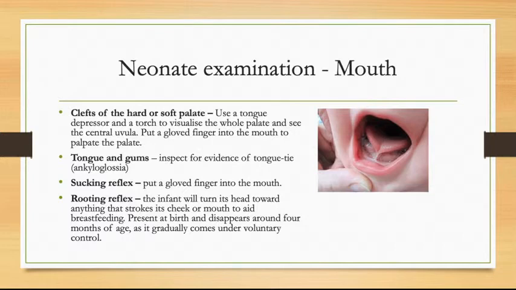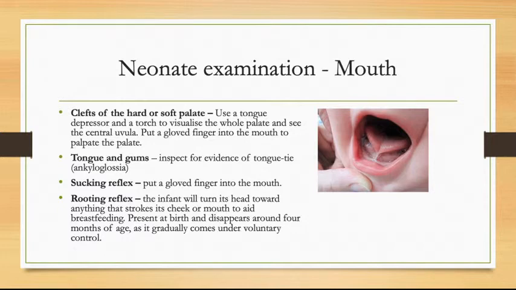You should also look at the tongue to see if there's any evidence of tongue tie, which I've put on the right. That's what tongue tie is. This can affect the infant's feeding, and it can be corrected, so it's something that you should look out for.